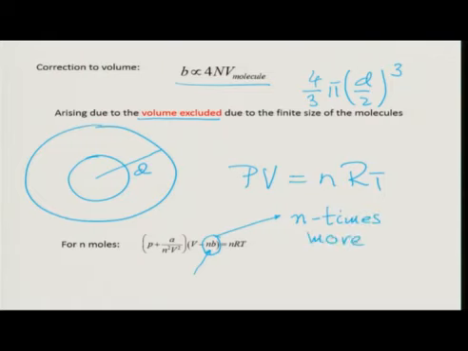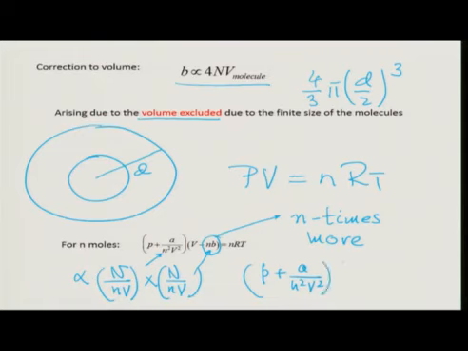Okay? That is what is reflected in V minus nB, and then here also density goes down by a factor of n. So, it is n by V into n by V. So, you will be having an n squared term coming here. So, your van der Waals equation, I write it down again, will now turn out to be (P plus n squared A by V squared) (V minus nB) is equal to nRT.